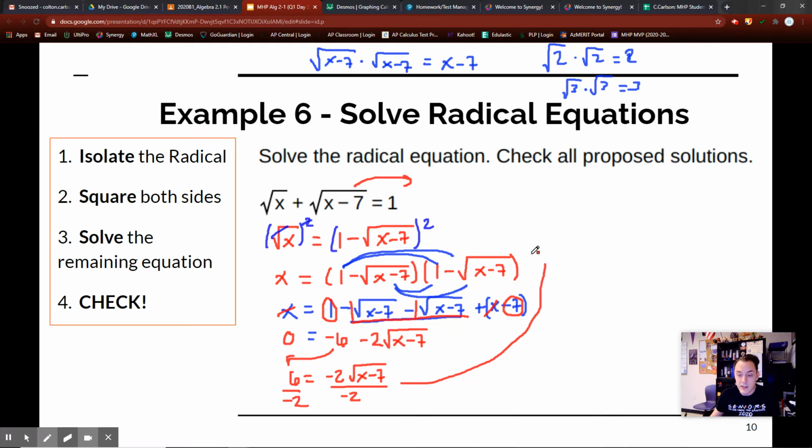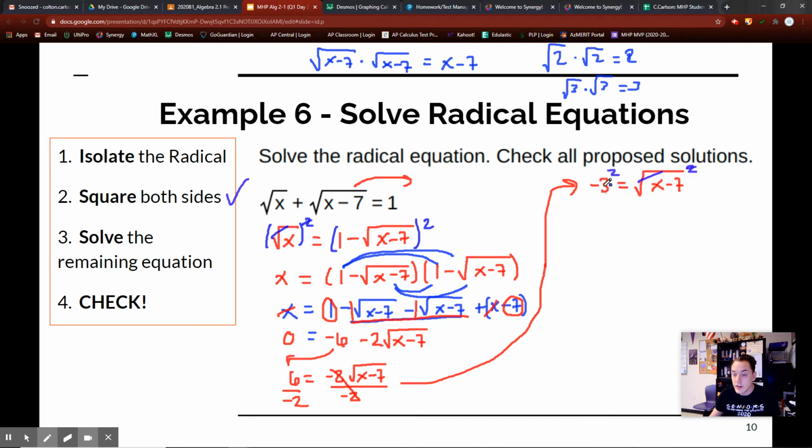So I'm going to continue the work all the way up here. So this is going to be negative 3 equals, that went poofy. And so now what I'm left with is radical x minus 7. What am I going to do now? Well, just like in our steps, I'm going to square both sides. So I'm going to square that side.